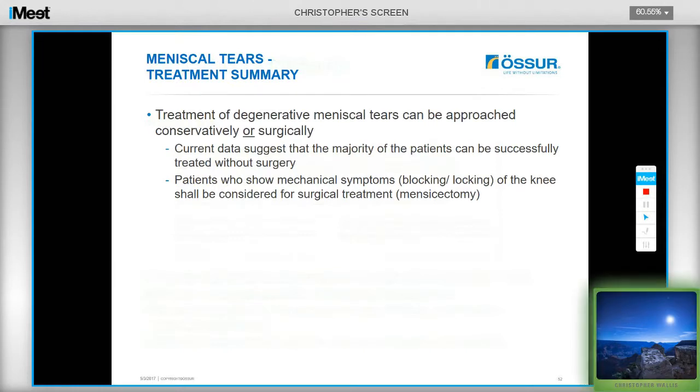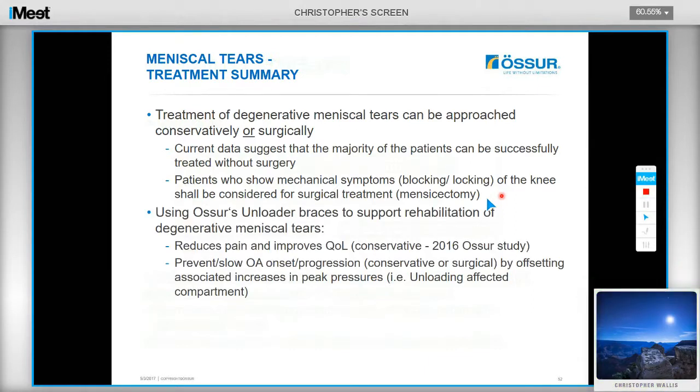So take-home messages. The treatment of degenerative meniscal tears can be approached conservatively or surgically. Current data is suggesting that the majority of patients can certainly be successfully treated without surgery. So those patients without blocking and locking. Those patients with blocking and locking shall still be considered for surgical treatment, being meniscectomy, or ideally the partial meniscectomy of the damaged area. In both of these cases, we've got products that support the rehabilitation of degenerative meniscal tears.